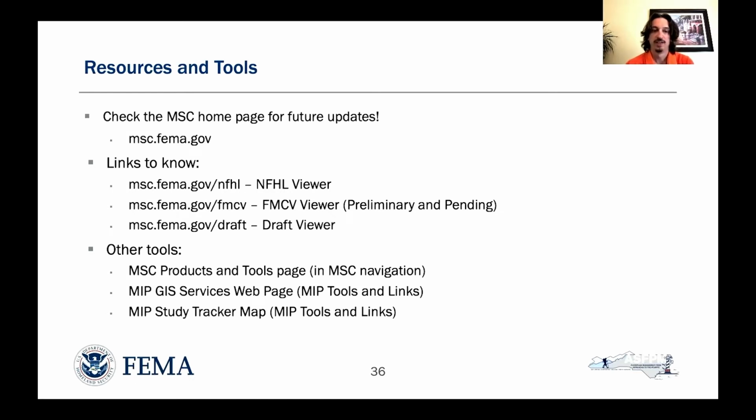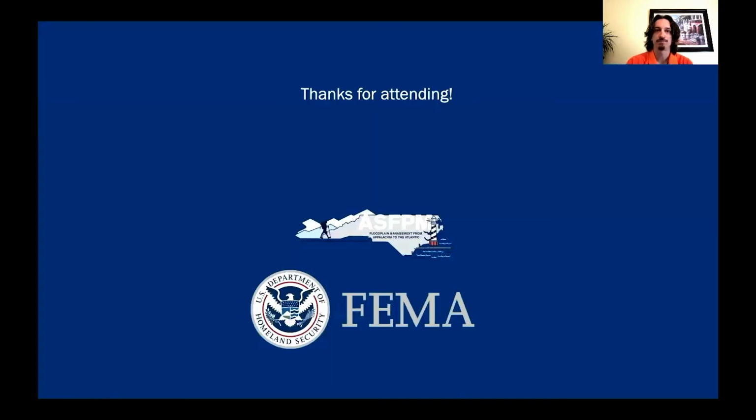msc.fema.gov/draft. And then there are other tools available on the MSC. There's a products and tools page. There's an FAQ. And then we talked about the study tracker map. And I've just briefly mentioned the GIS services webpage for you GIS power users that are out there that might want the direct URL to any of these services that you saw in these viewers. So bringing in the prelim national layer, perhaps to your own application or website.